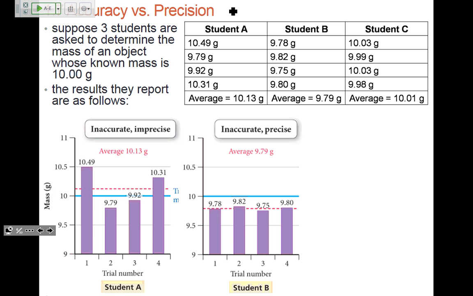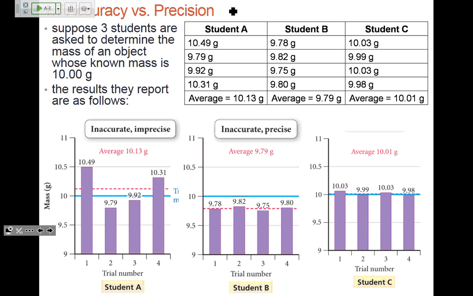While student A might be using sloppy technique, they might not be letting their instrument equilibrate before they write down their numbers. So you know how when you step on a scale and then it jumps up and then it goes back down and then finally gets to your weight, maybe they took the measurement right away. So maybe they were sloppy there. But student B might just have an uncalibrated instrument. So they're getting the same number, but it's not accurate, whereas student C is completely accurate and precise.